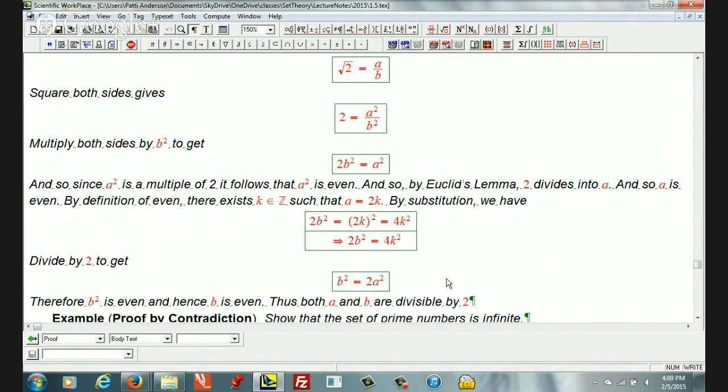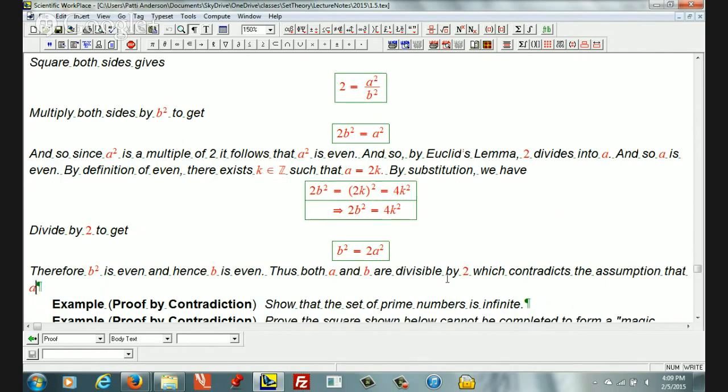Both A and B are divisible by 2, which is a contradiction because we assumed that they had no common factors. Therefore, go back and fix what we broke. Square root of 2 is irrational.